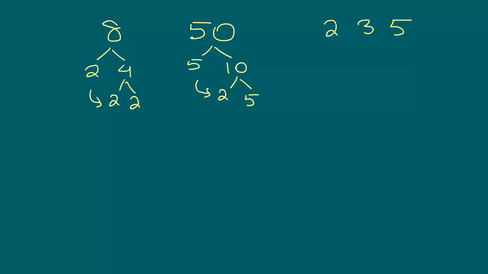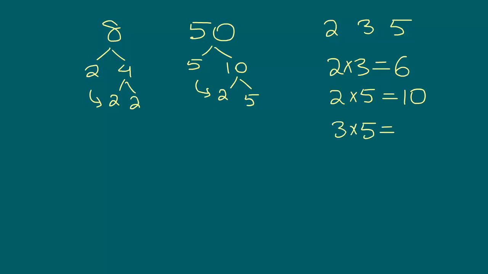So for example, we can take the number 2 and multiply that by 3 and we get 6. So we create a new number, 6. How about we multiply 2 and 5 and see what we get? Well, we know that 2 times 5 is 10, so we get another new number, 10. This time let's multiply the number 3 and 5 and we get 15.